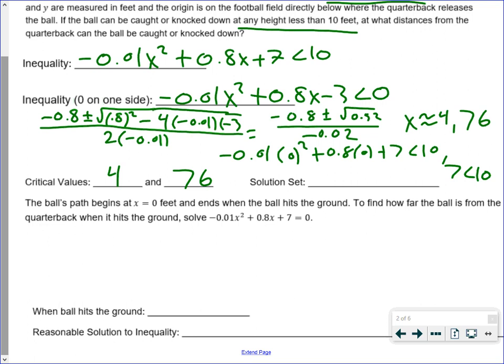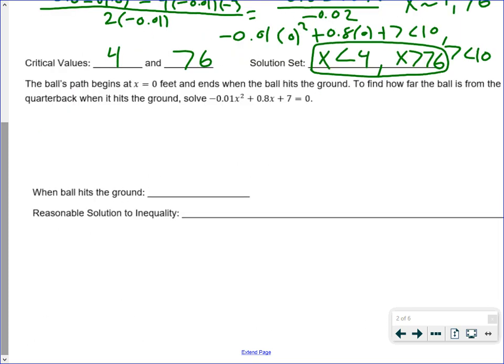Okay? So that means x will be less than 4, and x will be greater than 76. This is my solution set, right? But it's just our solution set, but it's not our actual answer. All right? Because we need to make sure it makes sense in the context of the problem, which it doesn't fully make sense, because when x is less than 4, that's also including the negative numbers.